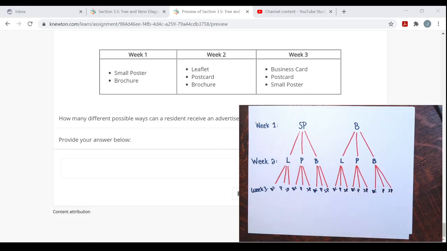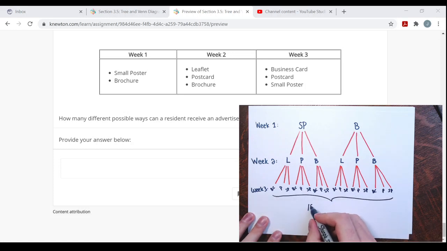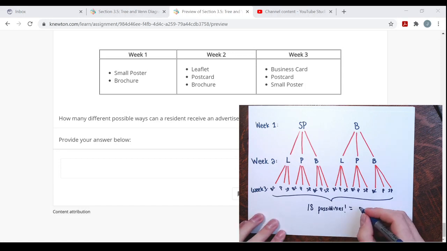And look, there are 3, 6, 9, 12, 15, 18 possibilities. 18 different outcomes. Now, you don't have to do the tree diagram like I just did. Remember, there were 2 choices from week 1, times 3 choices of advertisement from week 2, times 3 choices of advertisement from week 3. 2 times 3 times 3, 18. 18 possible outcomes. That's all that's being asked for here.